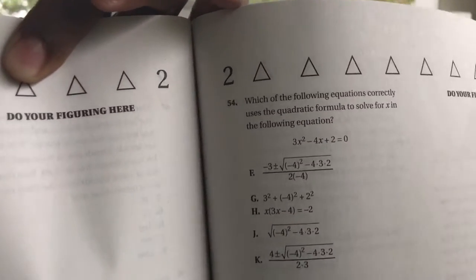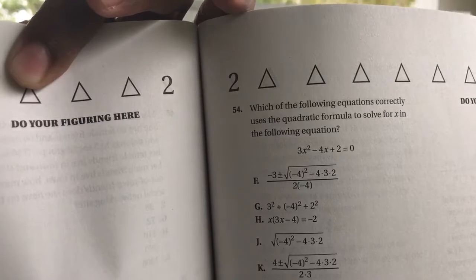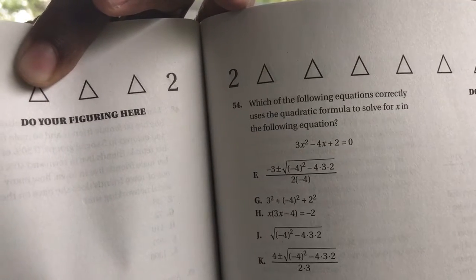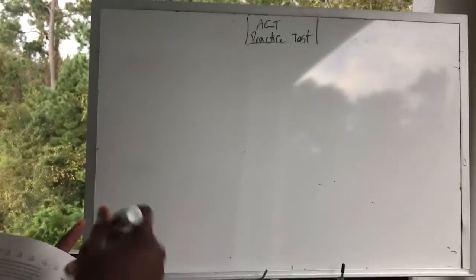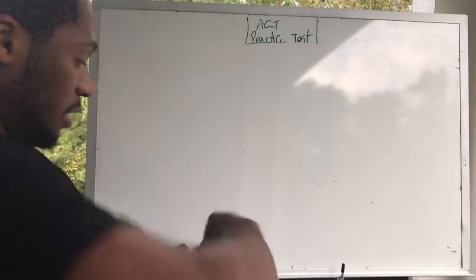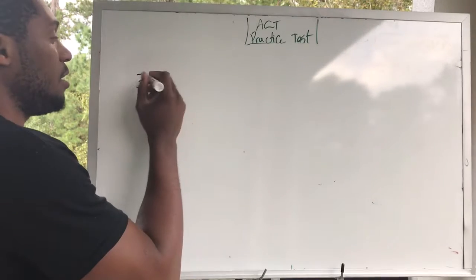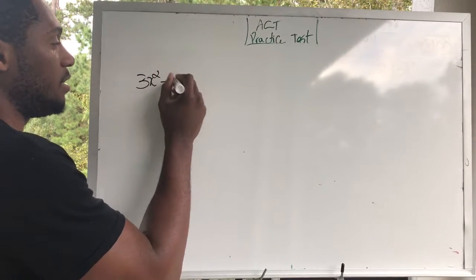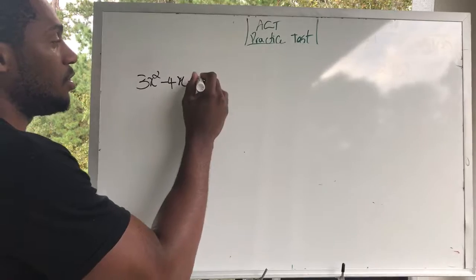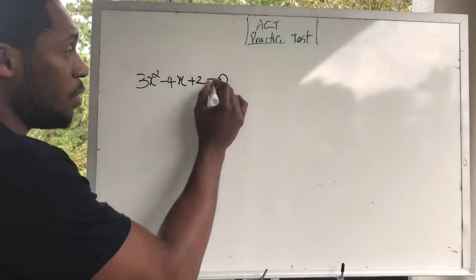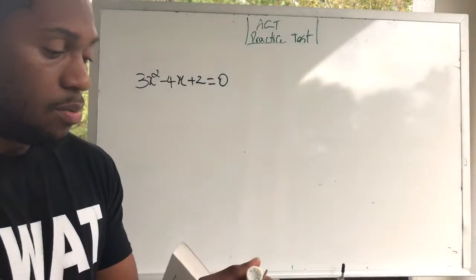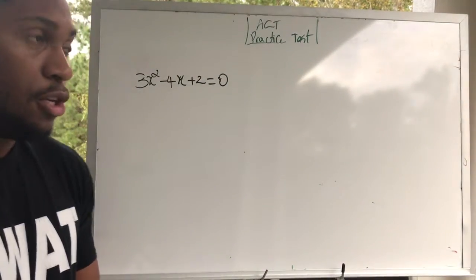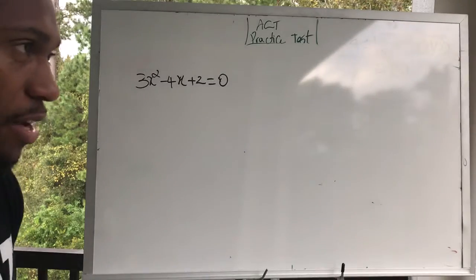Let's see. It says, which of the following equations correctly uses the quadratic formula to solve for x in the following equation. So the equation is 3x squared minus 4x plus 2 is equal to 0. So we want to know which of the answer choices represents solving for x.